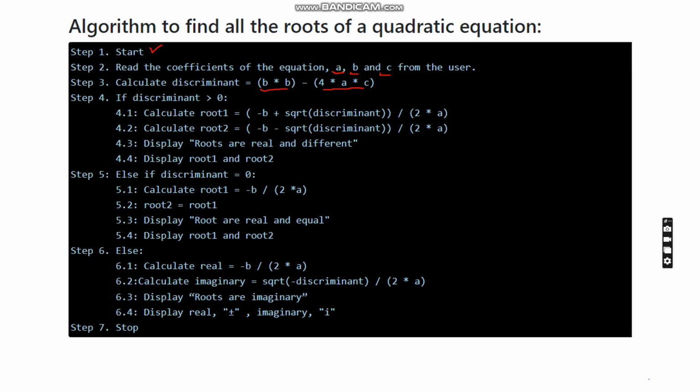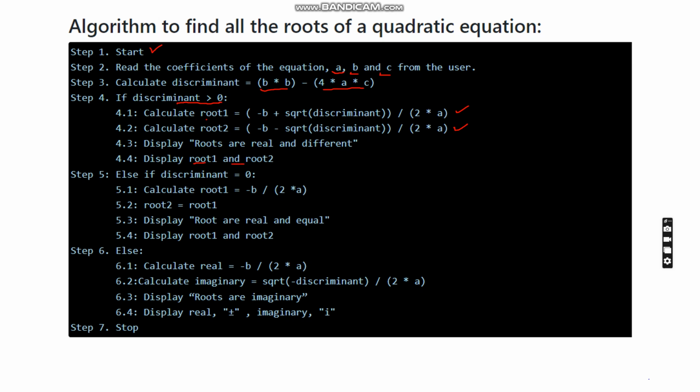Based upon this discriminant only, we are having three conditions. The very first condition is whenever the discriminant is greater than 0, we are saying that the roots are real and different here. We are calculating the first root: root 1 equals minus b plus square root of discriminant by 2a. Next, we are calculating the second root: minus b minus square root of discriminant by 2a. After calculating these two roots, we have to display this data. Display the roots are real and different.